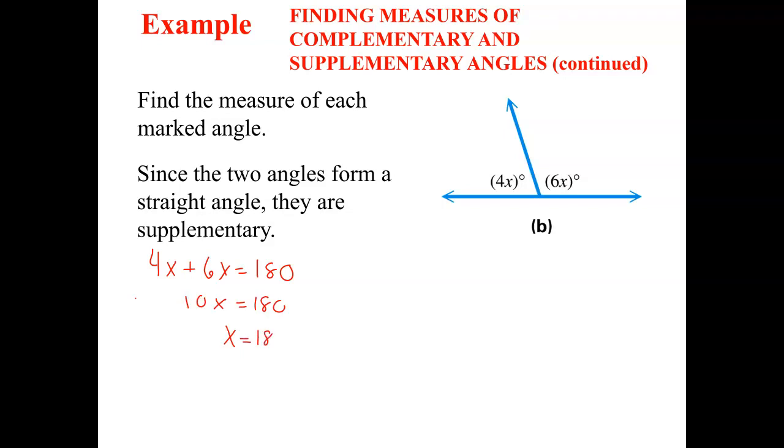So then what's the measure of angle A going to be? That first angle. X is 18. What's the measure of angle A? What about angle B? 108. Okay? So some pretty simple relationships.